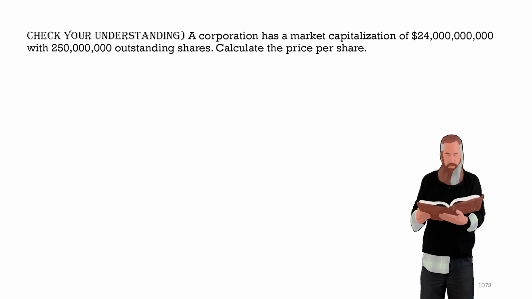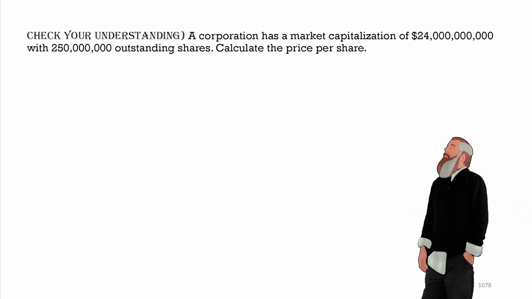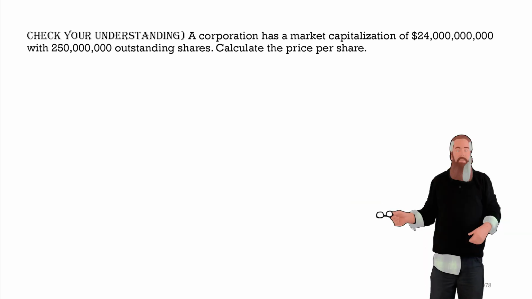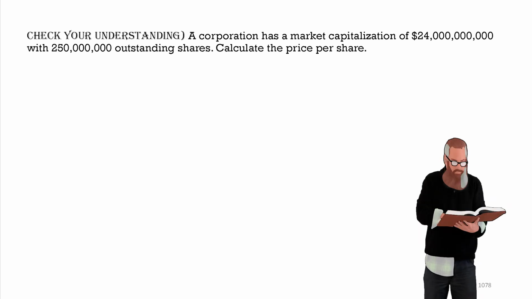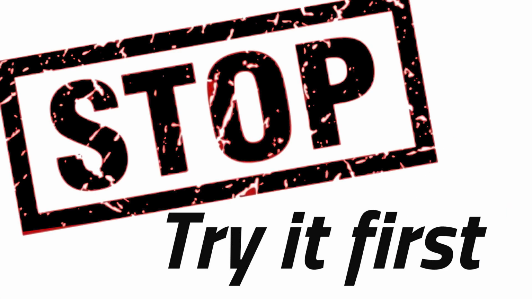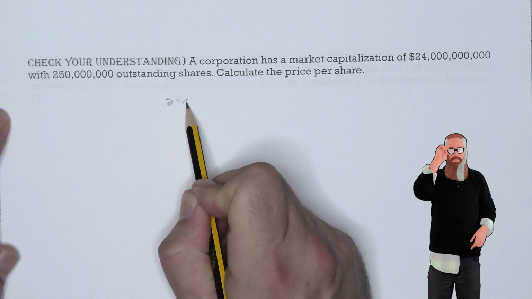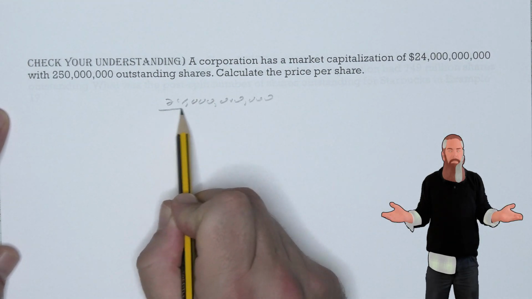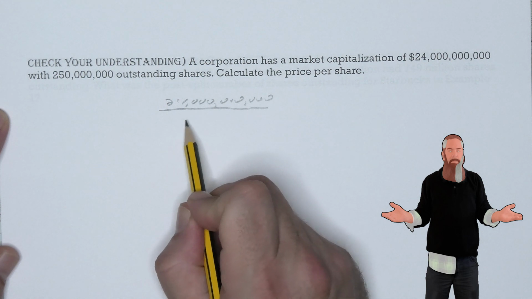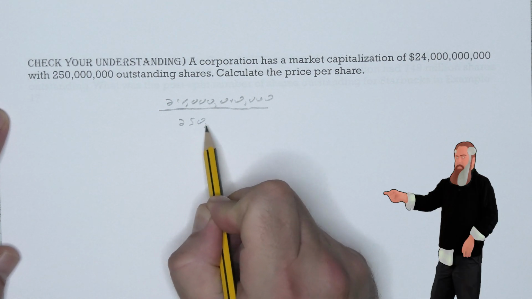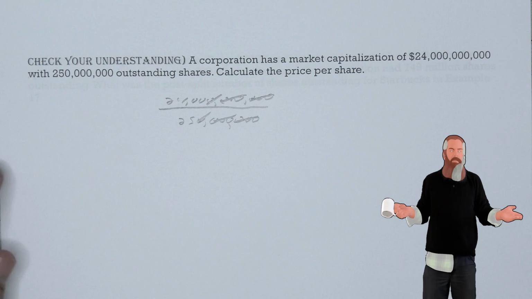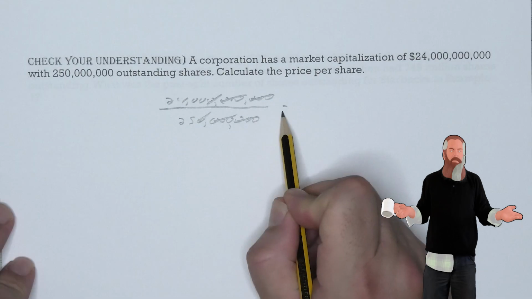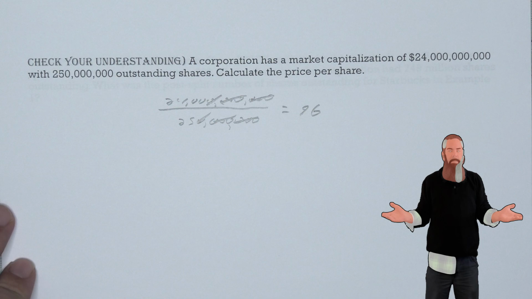Let's check our understanding of this. A corporation has a market capitalization of $24 billion with 250 million outstanding shares. Calculate the price per share. So if we have 24 billion and we divide that value by the number of shares that are outstanding, we wind up with really 2,400 divided by 25, which is $96 per share.